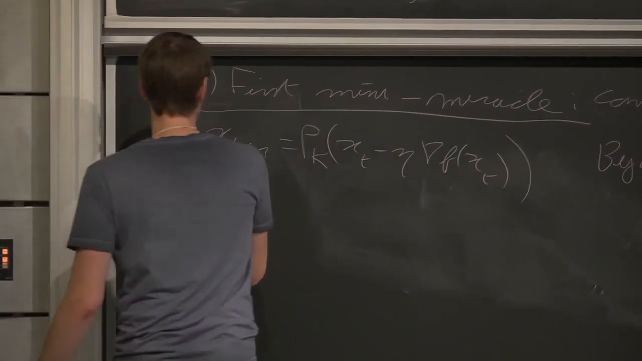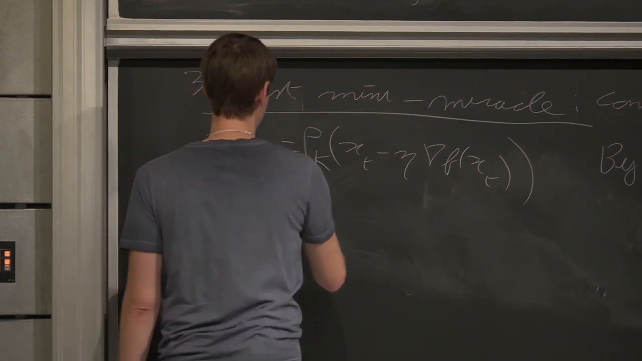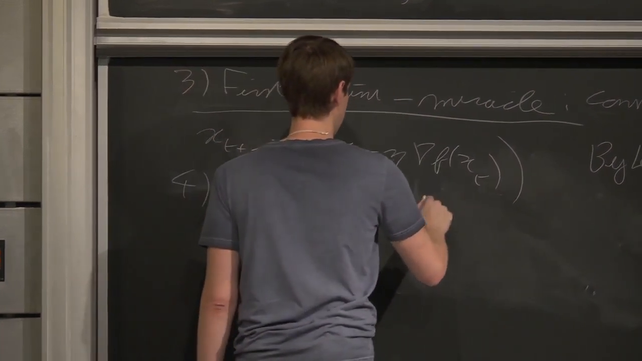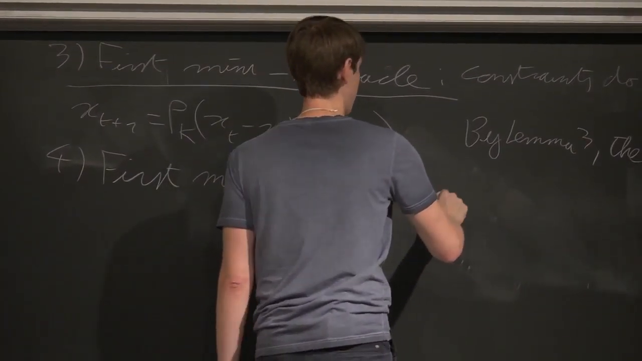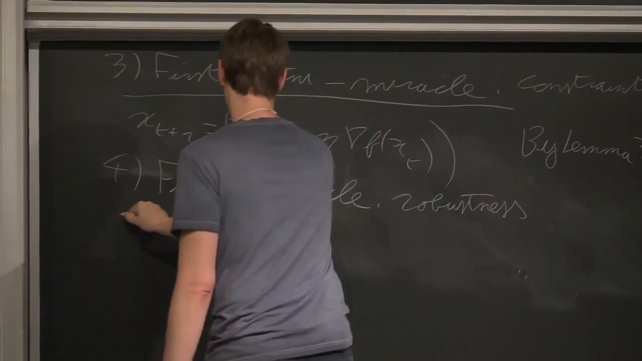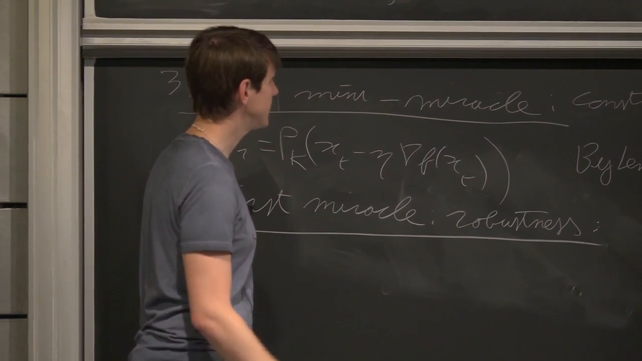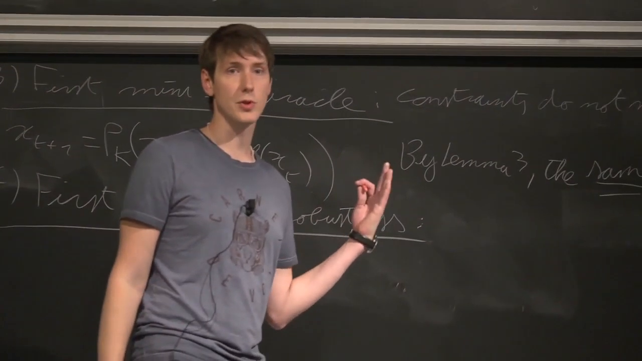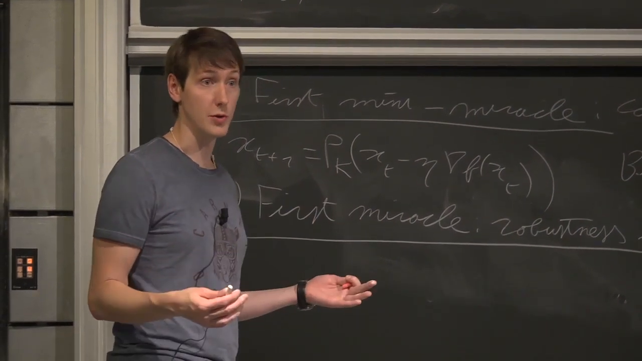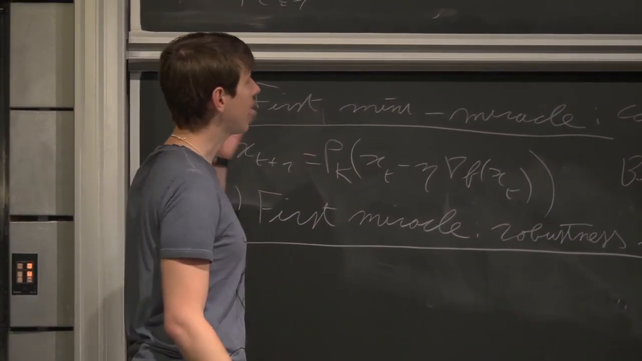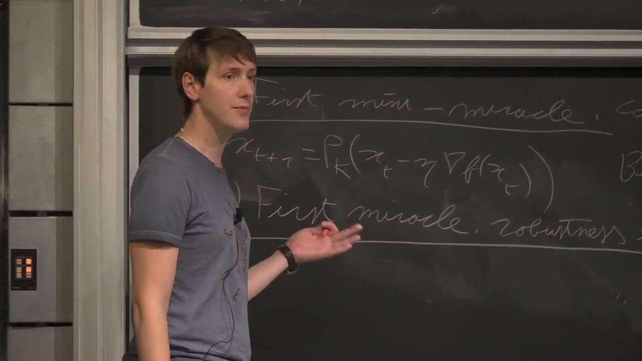So now a real miracle. First miracle. Robustness. Okay. So let's say that you cannot exactly compute the gradient. For instance, you only get the gradient with noise. Then I claim that, again, the exact same analysis holds. You don't need to modify anything.